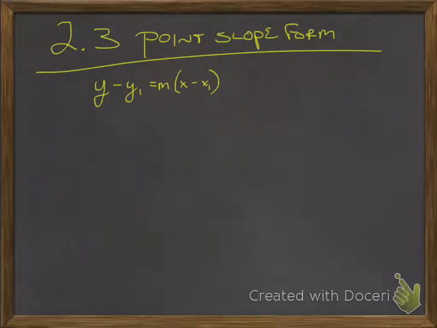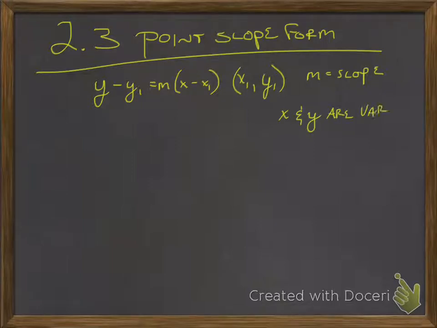Okay, finishing 2.3, point slope form, which is y minus y1 is equal to m times x minus x1. Understand that the x1 and the y1 are coordinates to a point. The m is the slope. The x and the y are variables, and they stay x and y. You don't plug anything in for them.